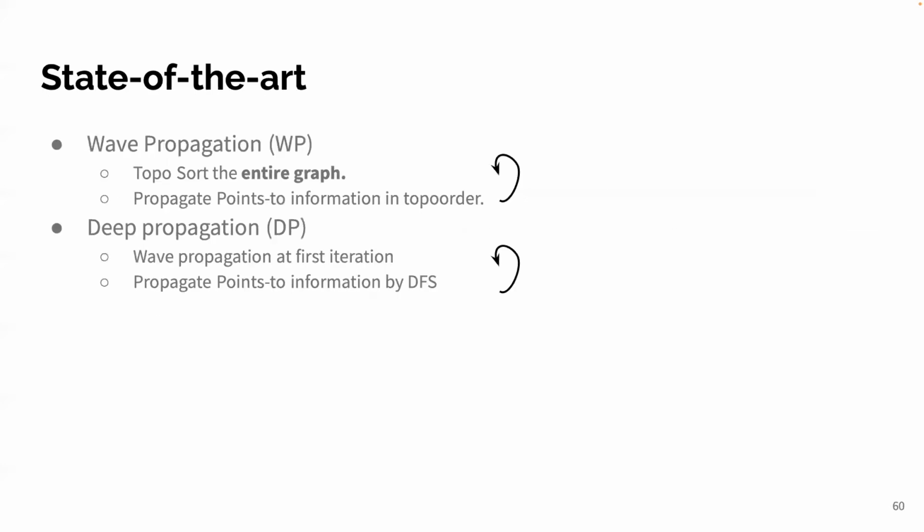There are currently two state-of-the-art solving algorithms for point-to analysis. They are namely wave propagation and deep propagation. At a high level, the wave propagation algorithm first topologically sorts the entire constraint graph and then propagates the points-to information in topological order, and it does so repeatedly until reaching the fixed point. The deep propagation algorithm first does one round of wave propagation and then propagates the points-to information in a DFS, depth-first search, manner on the constraint graph.